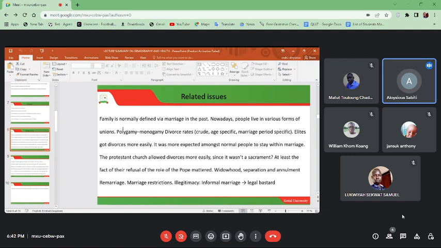So for them, this is trying to show you how religion has also come in to influence marriage. Widowhood, separation, and annulment have all come in. Remarriages, marriage restrictions, illegitimacy, informal marriages, they are what they call legal bastards. So before we looked at family as marriage only, but today we've realized there are a lot of related issues to this marriage, and these are the issues that we've mentioned here.